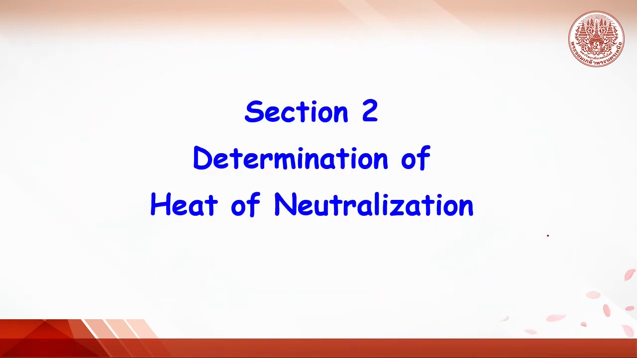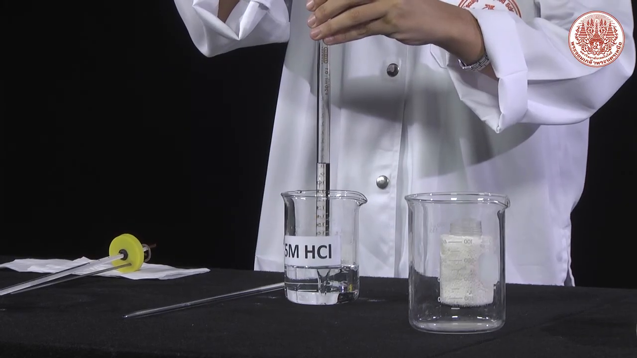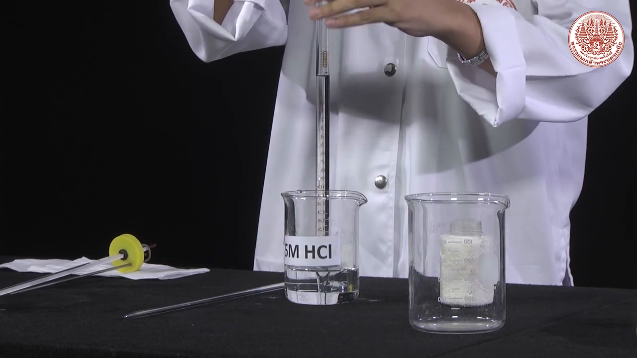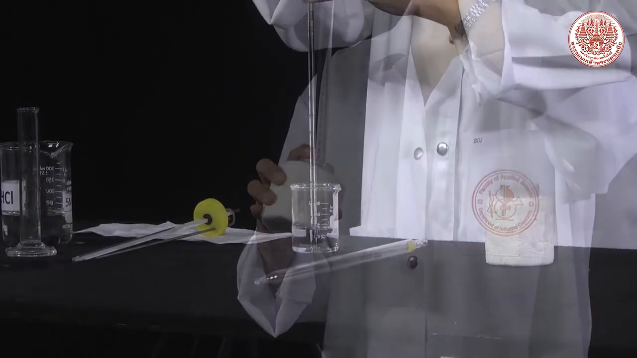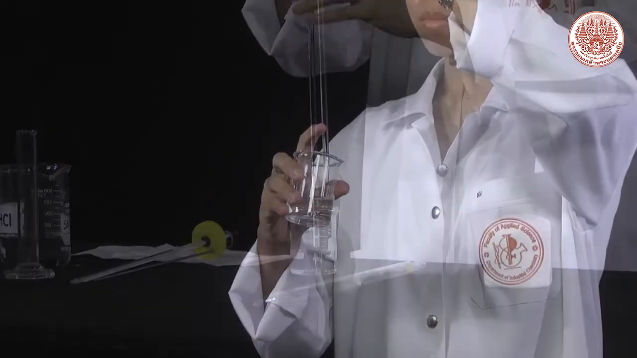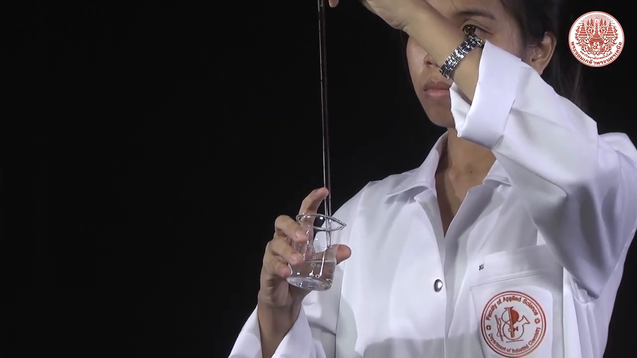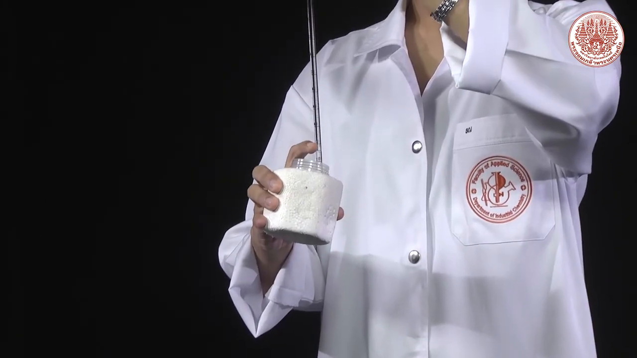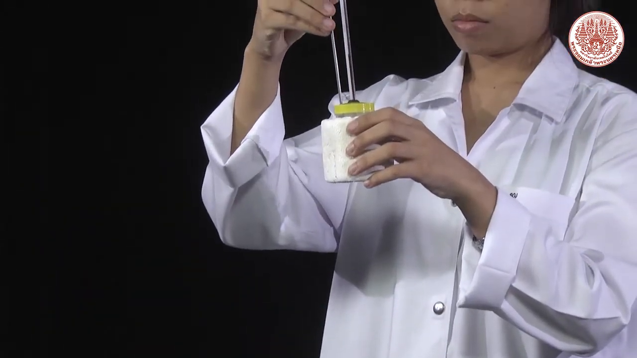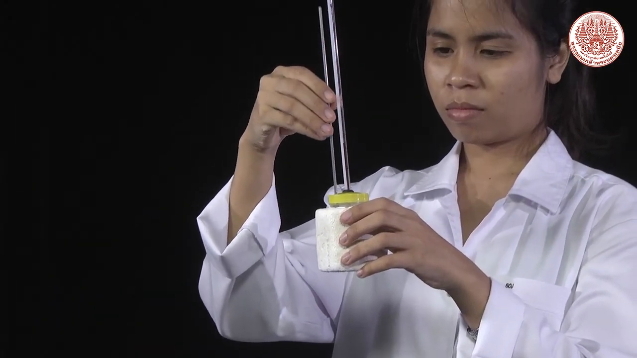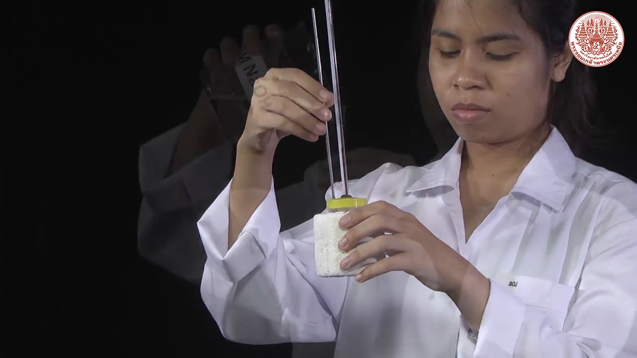Section 2. Determination of heat of neutralization. Pipette 24 ml of 5 molar hydrochloric acid and transfer to the calorimeter. Next, pipette 1 ml of distilled water and transfer to calorimeter. Stir and then record the temperature of acid solution in the calorimeter.